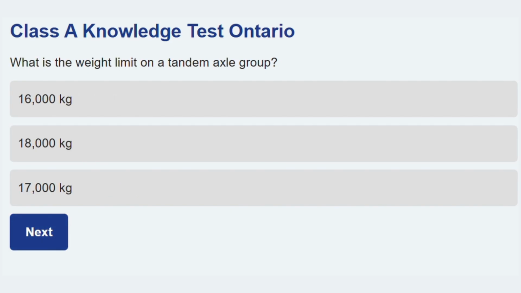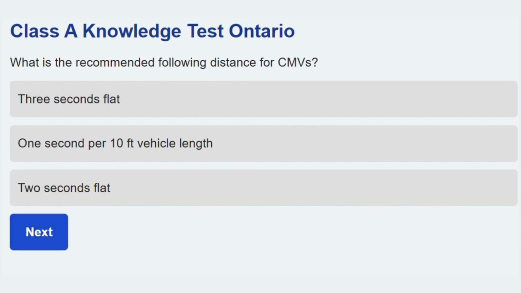Continuing, what is the weight limit on a tandem axle group? 17,000 kilograms. Controls load distribution across paired axles.